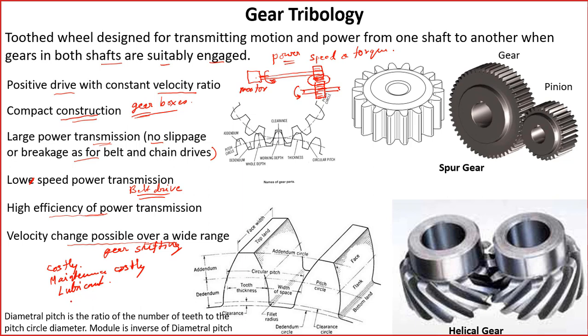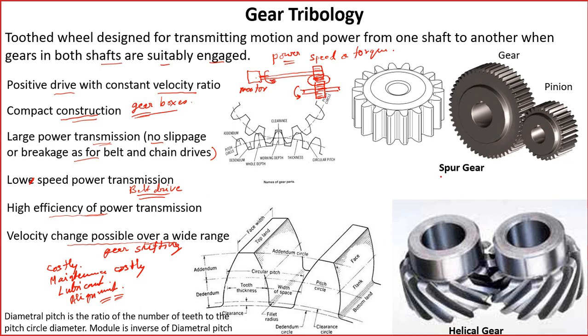And another disadvantage is that alignment is very, very important, because if there is misalignment then gears will not work and there will be a lot of wear. That is part of the tribological issue: if alignment is not good, then you will have tribological issues. So these are the advantages and disadvantages of gears in our machines.